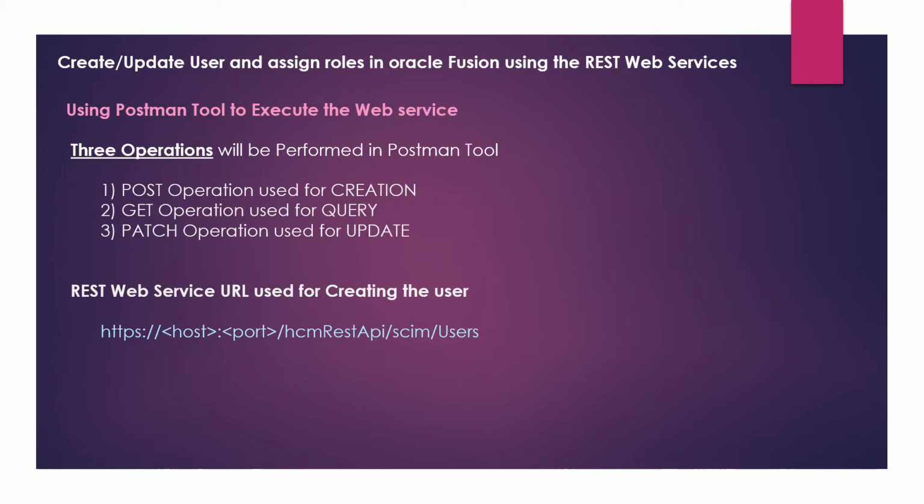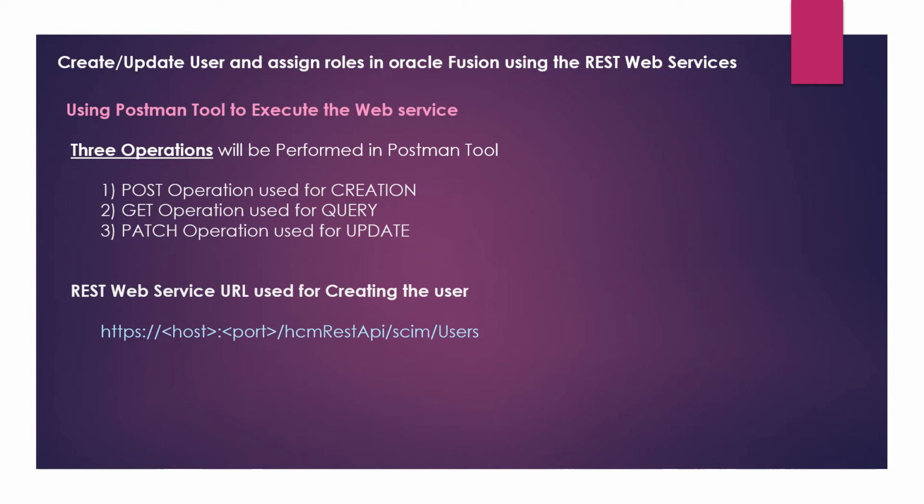We are going to perform three operations using the Postman tool. So one is a post, get, and patch. Post operation is used for creation. Get operation is used for querying the user information, and patch operation is used for update. So these are all the operations that we are going to see in this video.